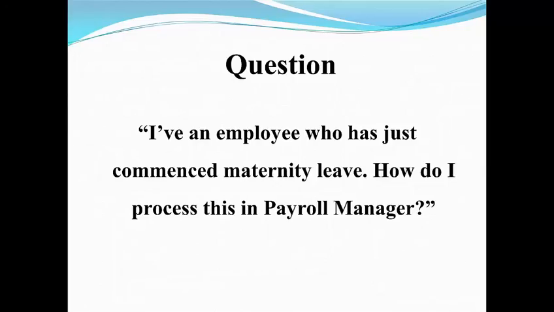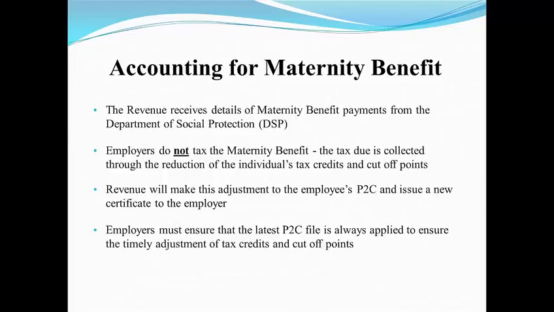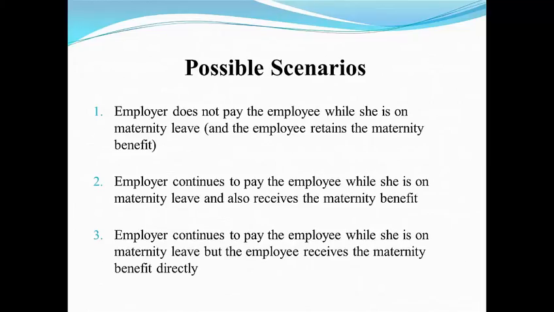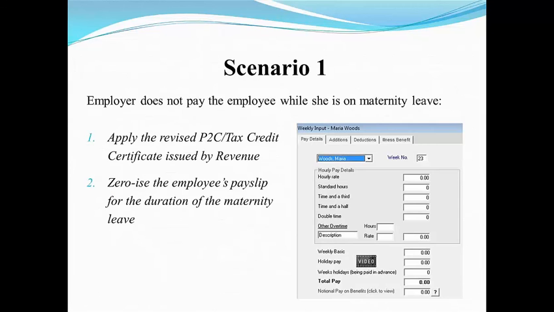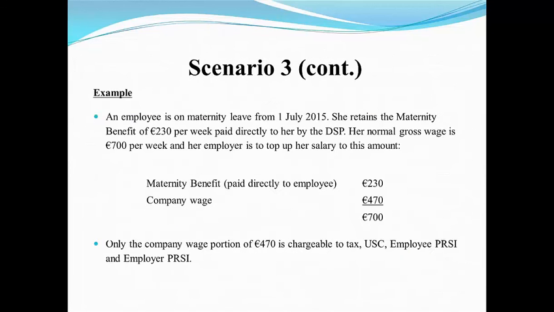Okay, so 1, the revenue receives details of the maternity benefit payments from the Department of Social Protection. The employers do not tax the maternity benefit. The tax due is collected through the reduction of the individual's tax credits and cut-off points. Revenue will make this adjustment to the employee's P2C file and issue a new certificate to the employer. Employers must ensure that the latest P2C file is always applied to ensure the timely adjustment of tax credits and cut-off points. Okay, and again, there's a number of possible scenarios that have been covered in the presentation itself, but they're very similar to the illness benefits, so I will let you look at that.